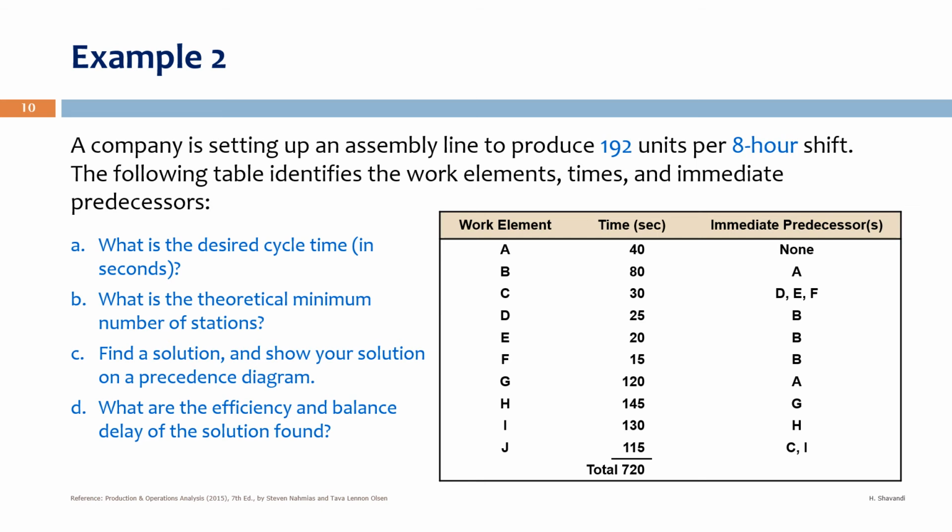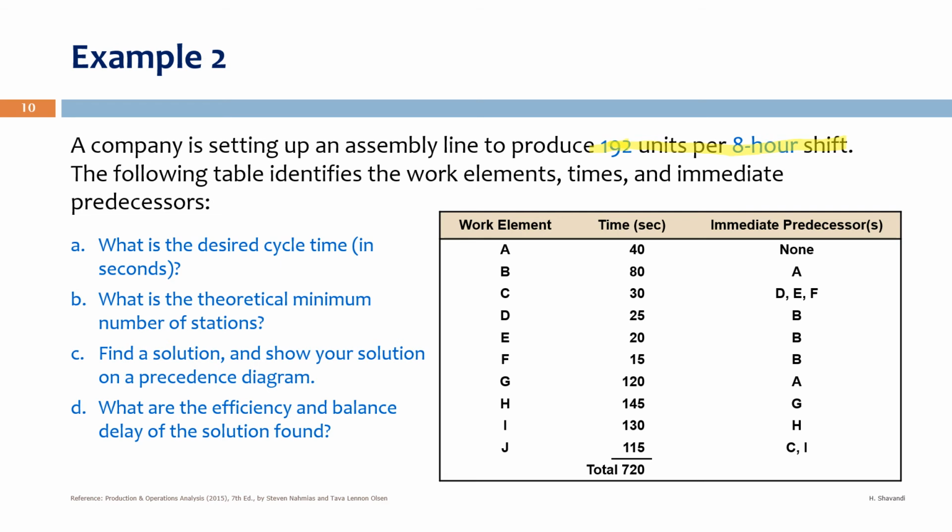Let's have another example here. A company setting up an assembly line to produce 192 units per 8-hour shift. So as you see here, we need to produce 192 units per 8-hour shift. So by these two data, we can easily calculate the cycle time.